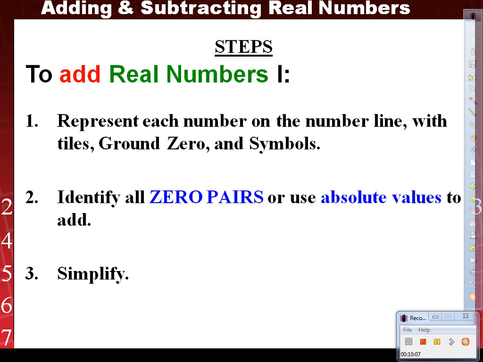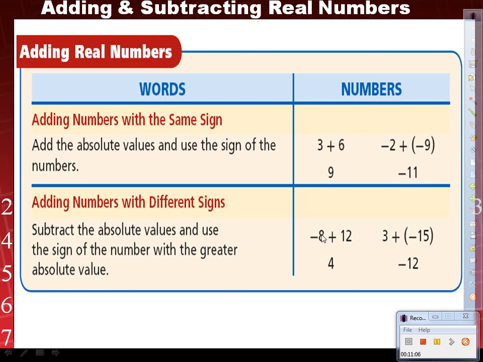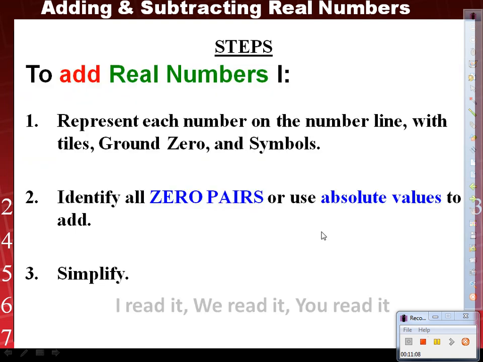We good? All right, copy that. I'll give you some time. All right, so 3 easy steps. Number 1, represent each number on the number line. That's one way. With tile, second way. Ground zero, third way. And with symbols, which is the fourth. We're going to identify 0 pairs and use absolute values. And at the end, we simplify because we're in expressions. Just to recap. Oh, my bad. Ground zero.